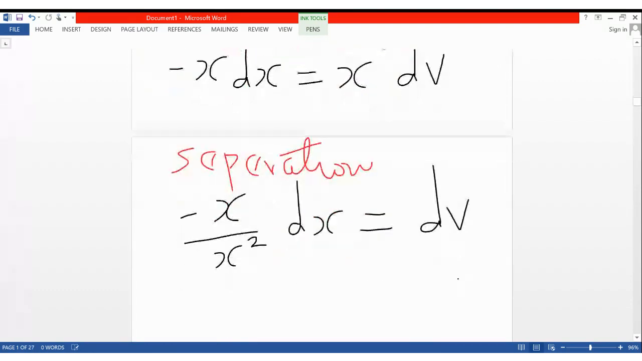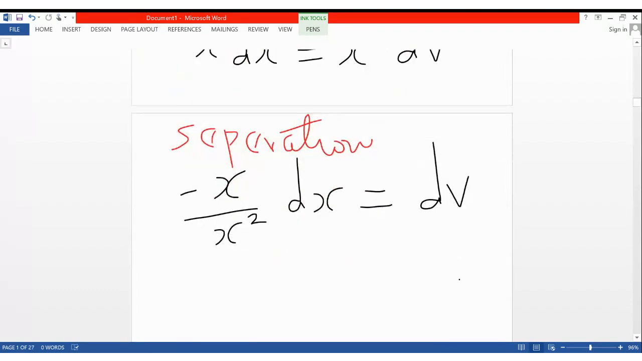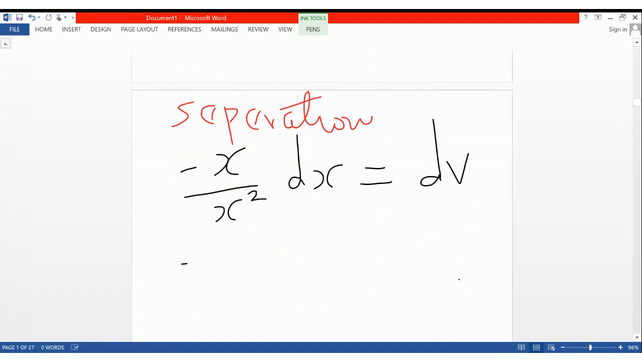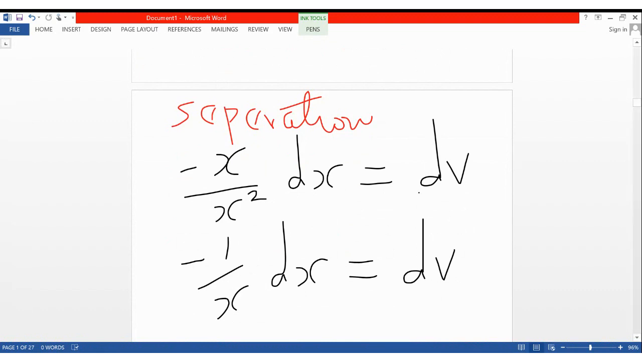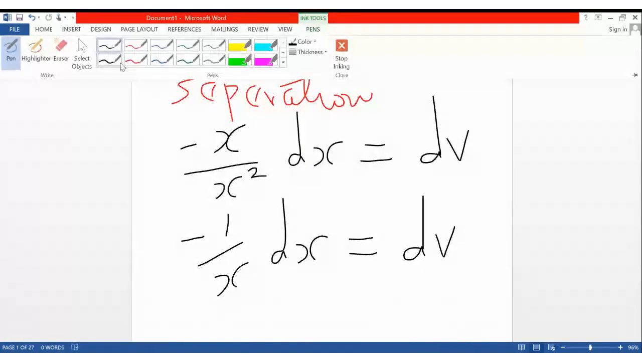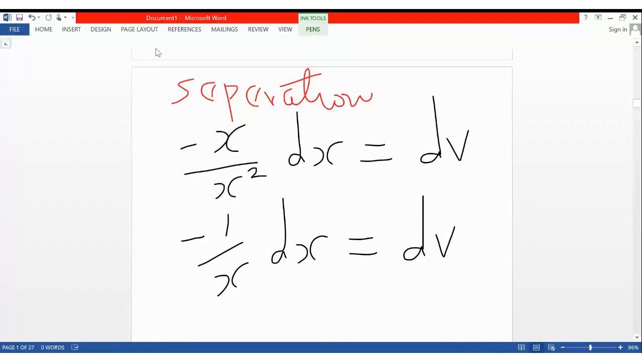Now from there we can cancel. So here you remain with what? Negative 1 over x dx is equal to dv. Now you can see that the x and the dx are on one side and the dv is alone. Then from there we can integrate now. We integrate and we integrate.